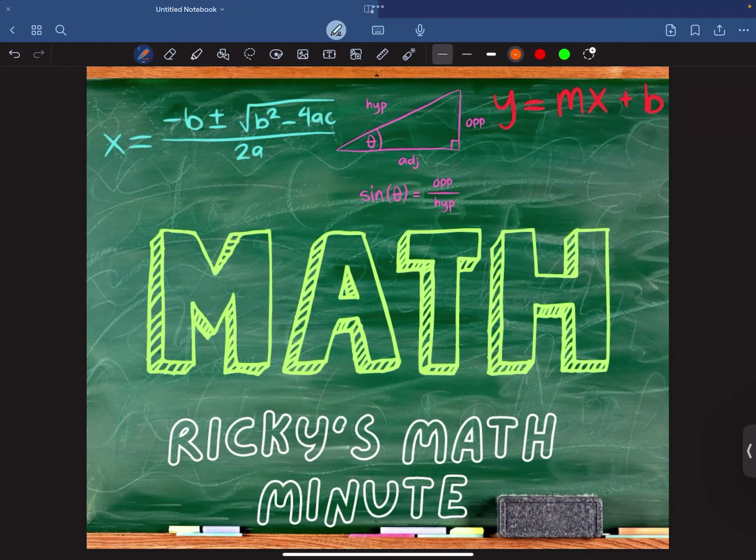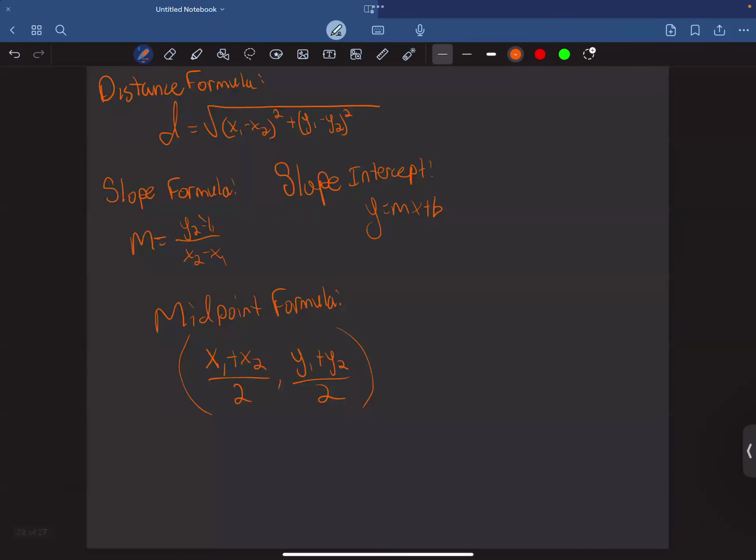First and foremost, let's look at the three formulas that we're going to dive into today. That's going to be the distance formula, which is d equals the square root of (x1 minus x2) squared plus (y1 minus y2) squared. We're going to look at the slope formula, which is m equals (y2 minus y1) divided by (x2 minus x1), where m is your slope. Slope-intercept form, which is y equals mx plus b. M and b are your slope and y-intercept respectively. Remember, an intercept is where it crosses the axis, so b is where your line crosses the y-axis.